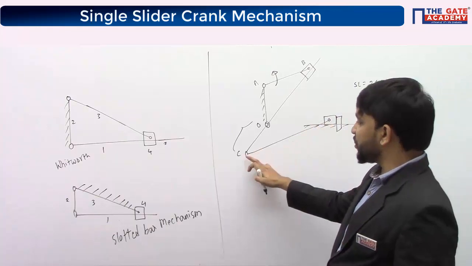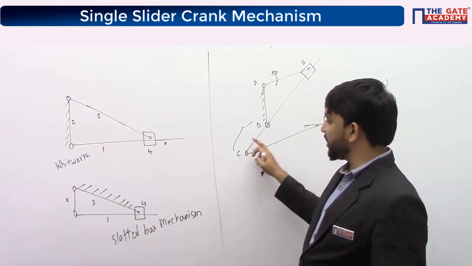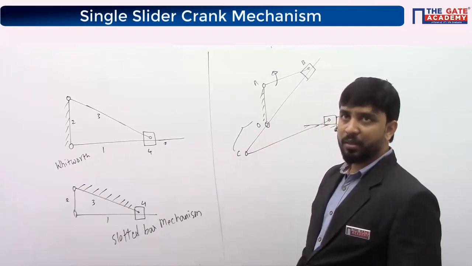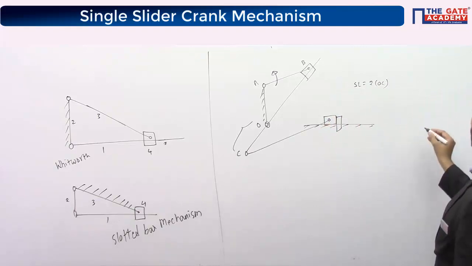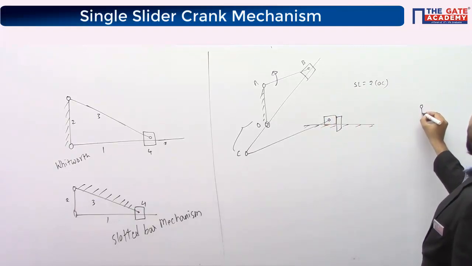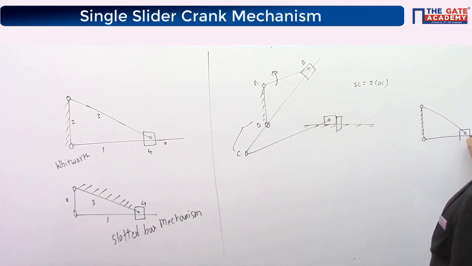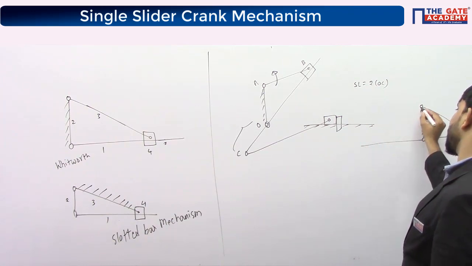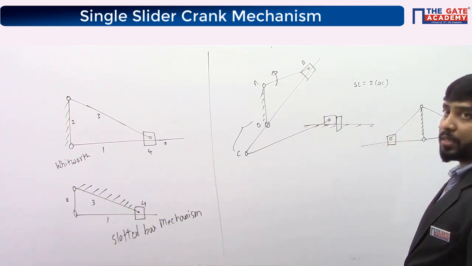If you want to increase the stroke length, you just increase this extension. If you want to decrease the stroke length, you just decrease this extension. So stroke length can be changed by just changing this extension. And the 2 extreme positions of Whitworth mechanism are like this. This is one extreme position, and this is another extreme position for Whitworth mechanism.